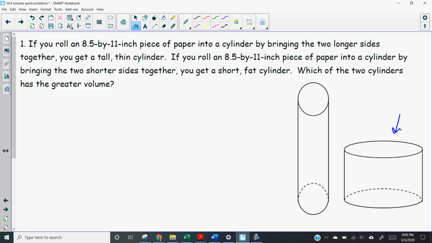It's the same surface area. It's all one piece of paper, but you can actually fit more stuff in it that way. Now, this one is a little bit challenging, so let's talk about this tall, skinny one first.